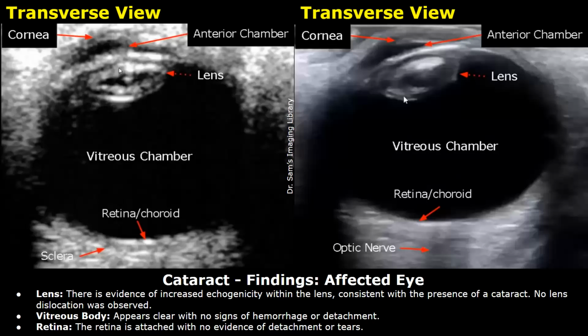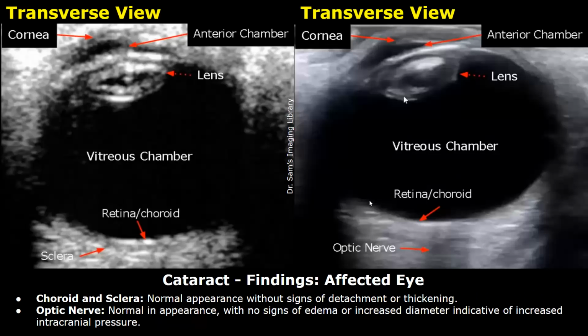Lens. There is evidence of increased echogenicity within the lens consistent with the presence of a cataract. No lens dislocation was observed. Vitreous body appears clear with no signs of hemorrhage or detachment. The retina is attached with no evidence of detachment or tears.